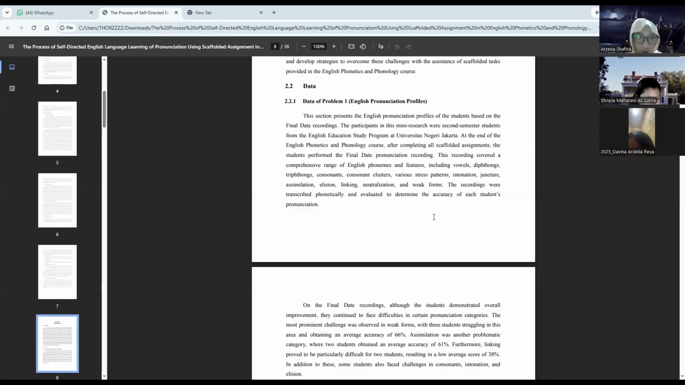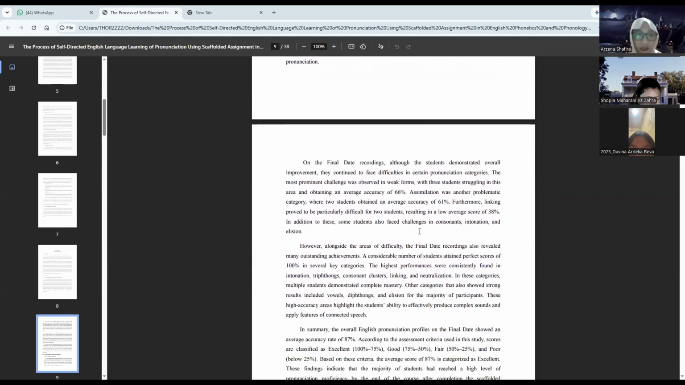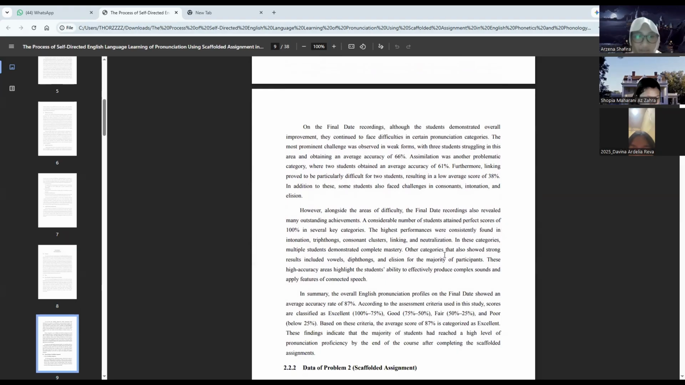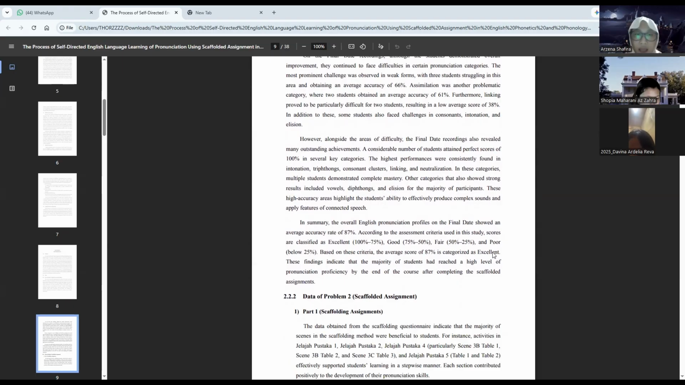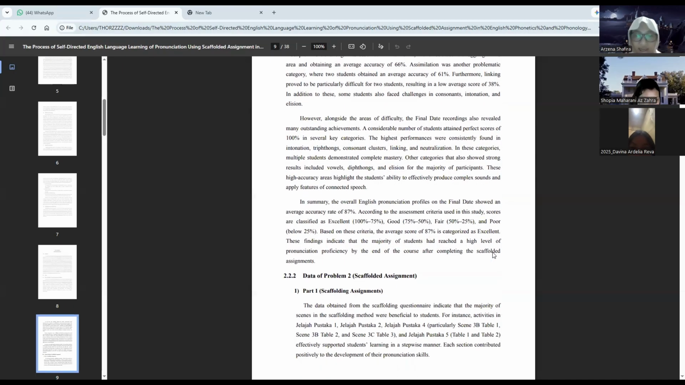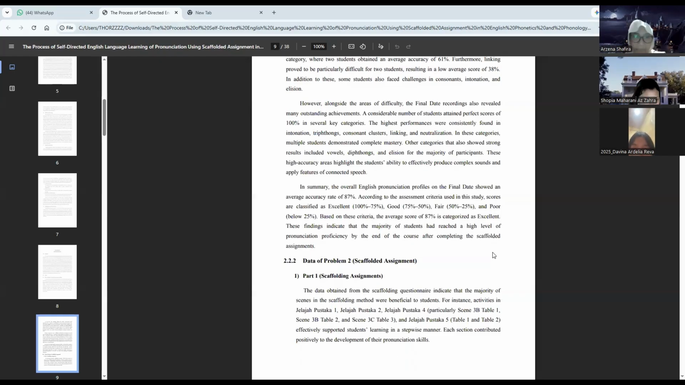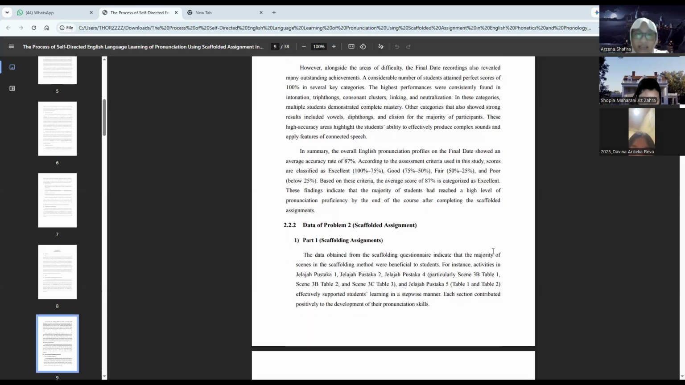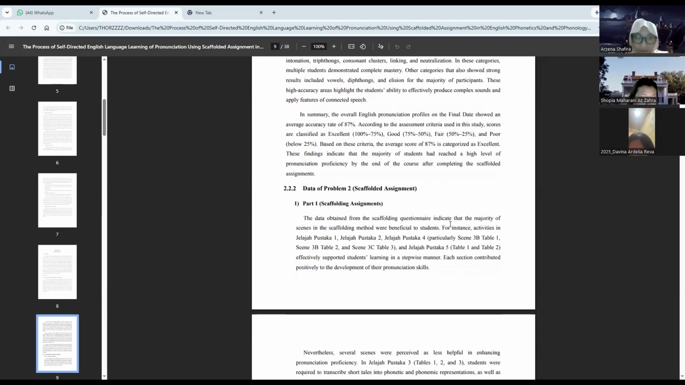So moving on to the overall results, they are very positive. The average pronunciation accuracy across all students reached 87%, which is categorized as excellent. A considerable number of them obtained perfect scores of 100% in several categories such as intonation, diphthongs, consonant clusters, linking, and also naturalization. Most students also performed strongly in vowels, diphthongs, and elision.